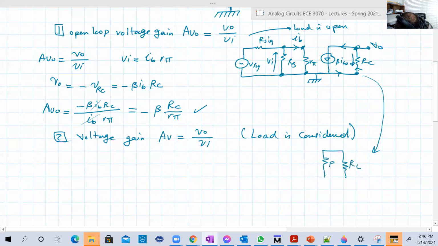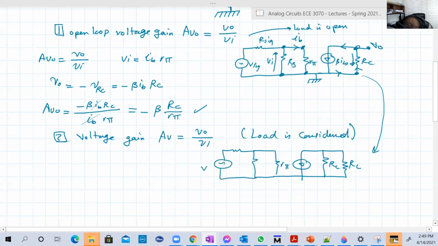So it's going to be like this: R load, RC, exactly the same equivalent circuit, then RBI, RB, R signal, V signal. Here is VO this time, and again here is VI. So VI will not change. VI is still IB RBI.